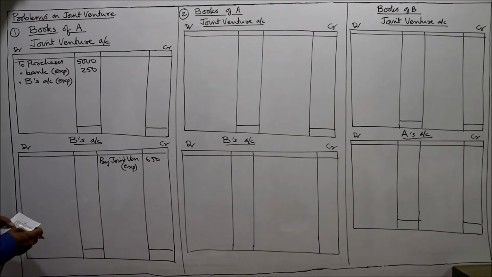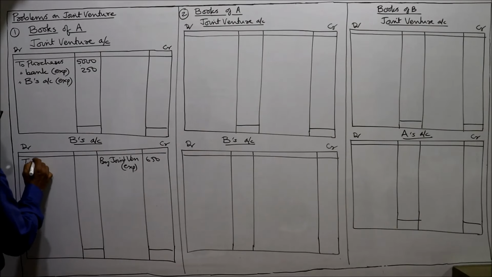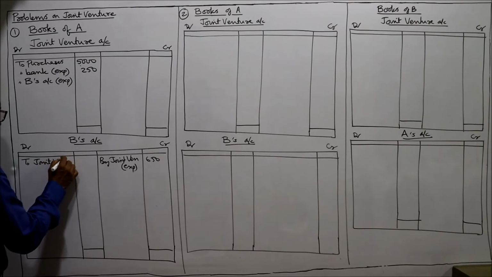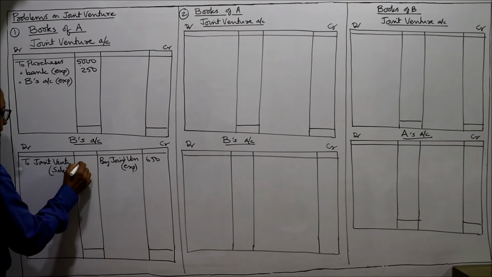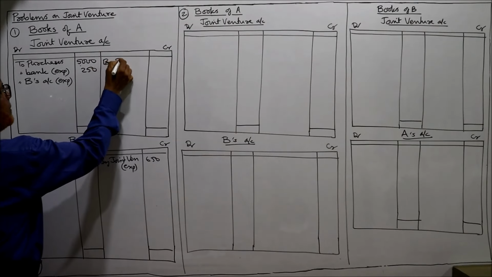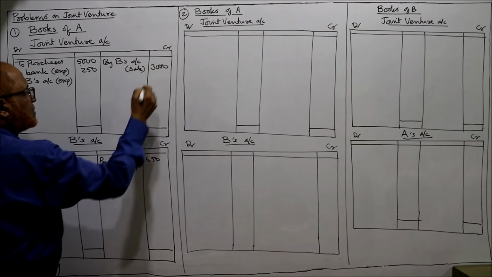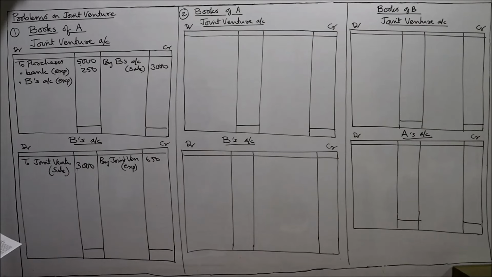B has paid. Now, B receives cash for sales 3,000. B has incurred expenses of 650 and also he has received cash sales of rupees 3,000. So the entry will be B's account debit to joint venture. So B's account debit side to joint venture, sale 3,000. And sales, joint venture account credit side by B's account, sale 3,000.